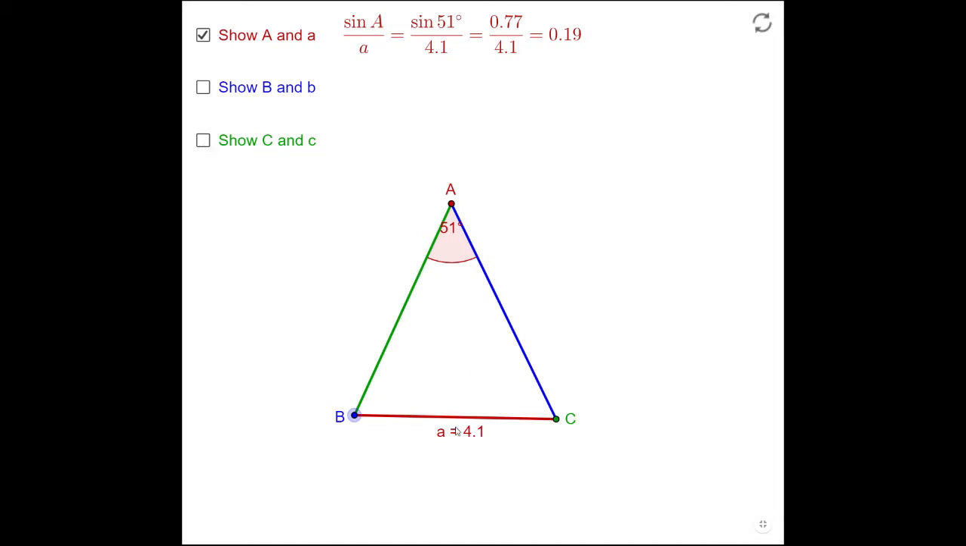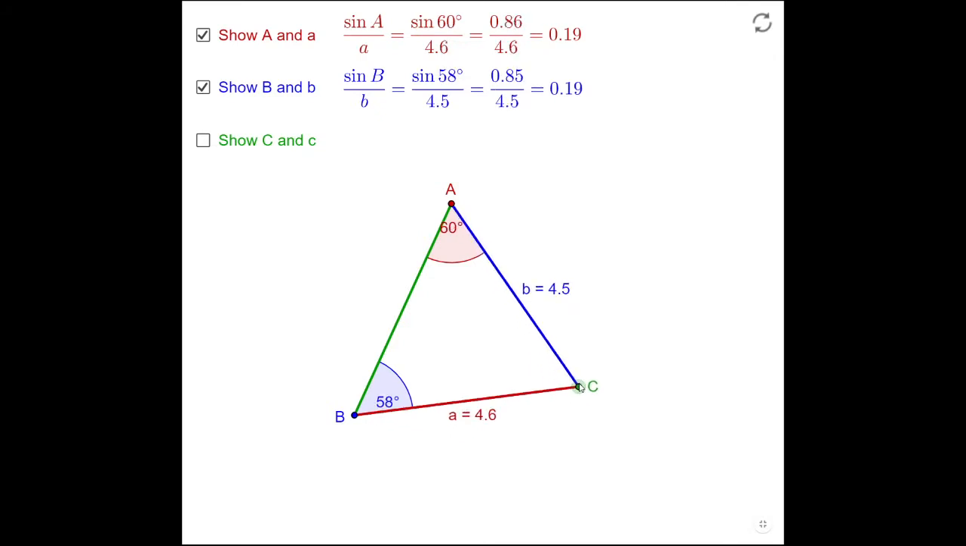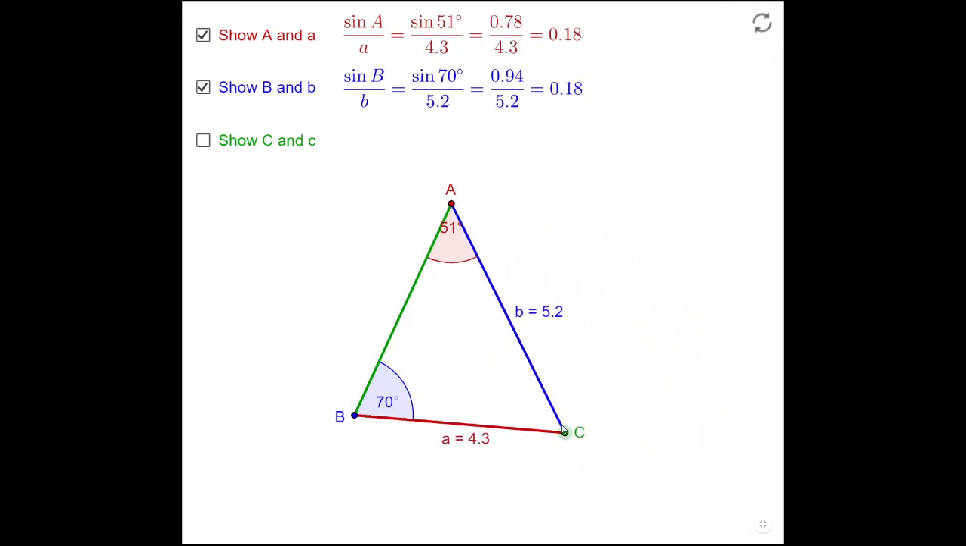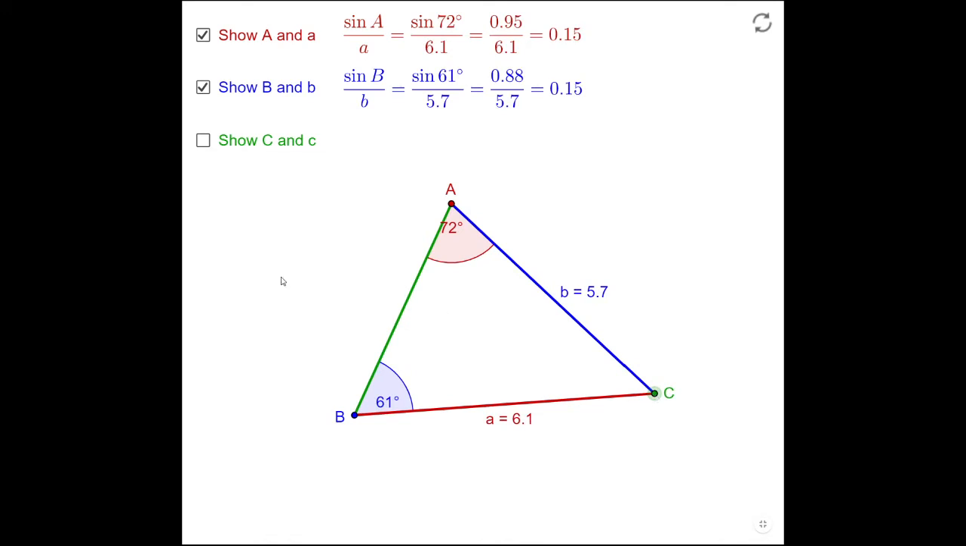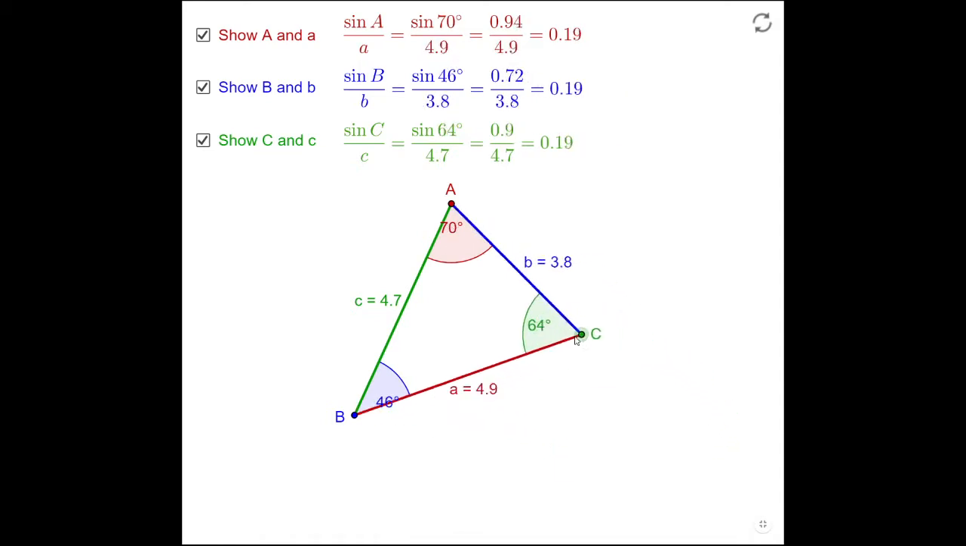Let's do the same thing for angle B and side B. So this is side B here because it's across from angle B. And when we calculate that ratio, even though the angles are different and the side is different, we're getting the same quantity, even when I change the angles and the sides. Look at the third side and angle. We see again that it's equal.